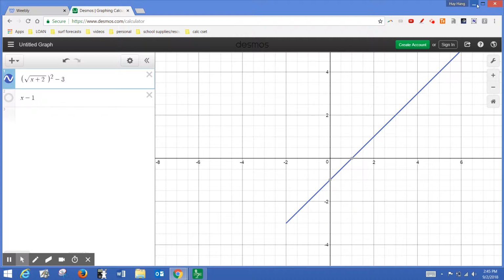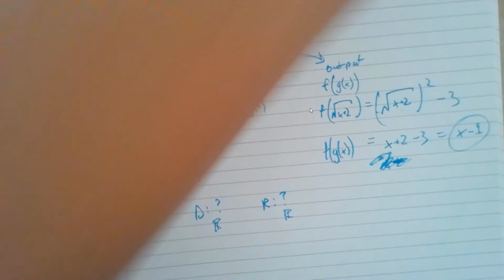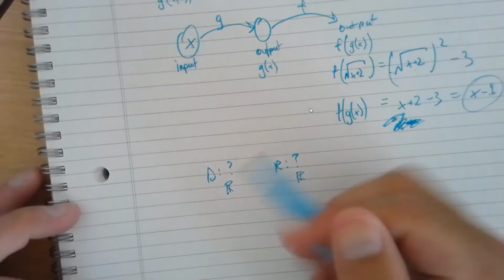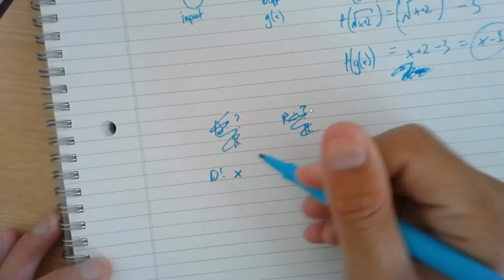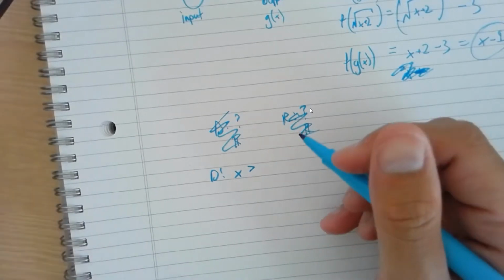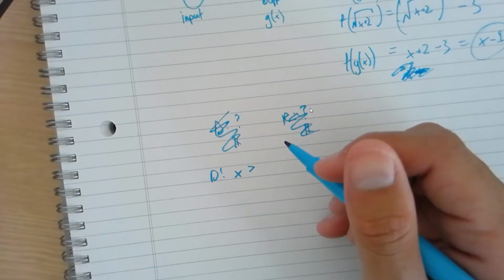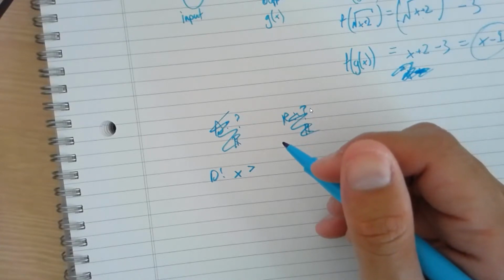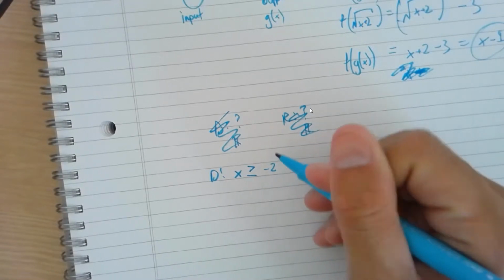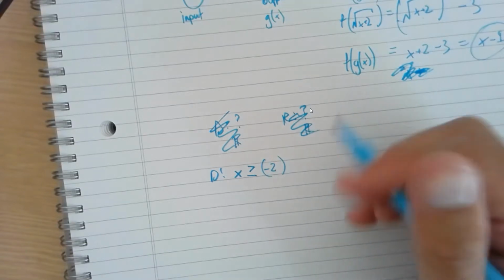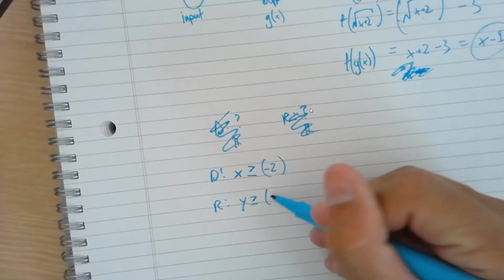So let's go ahead and write that down first and observe why. We can study why that is in just a second. So this is not the domain and this is not the range. The actual domain is going to be x is greater than, what did I say it was? -2. x is greater than or equal to -2. And the range is going to be y is greater than or equal to -3.